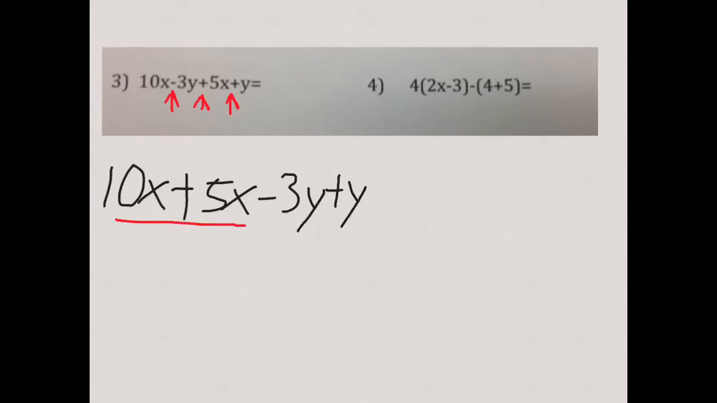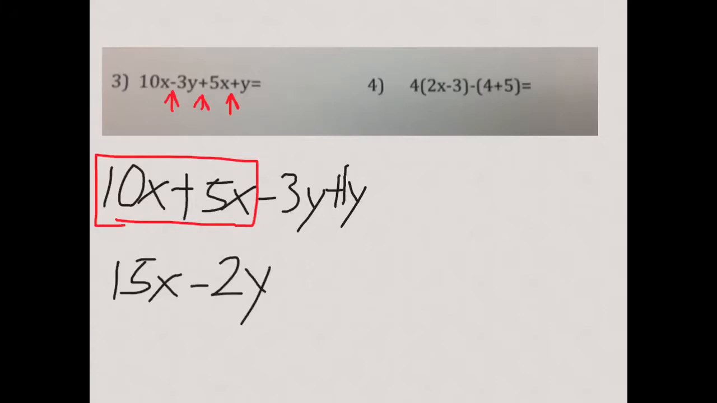Now, 10x plus 5x. Well, 10 plus 5 is 15. There's 15x. Negative 3y plus y. If I remember my negatives, negative 3 plus y, which remember is the same as saying 1y. Negative 3 plus 1 becomes negative 2y. There's our answer.